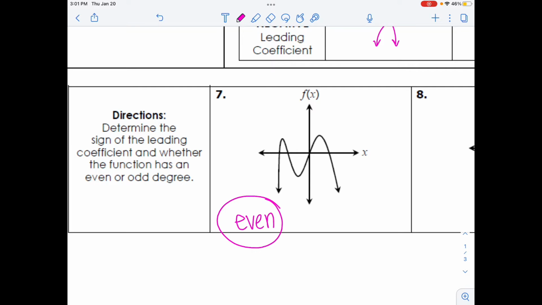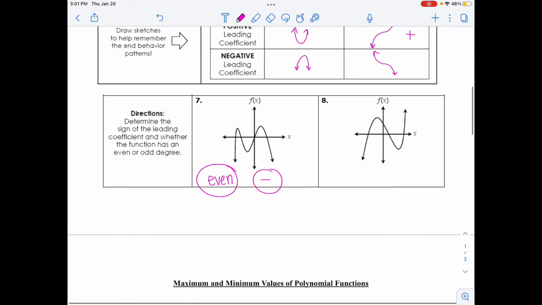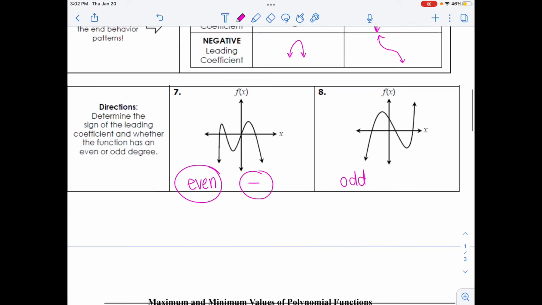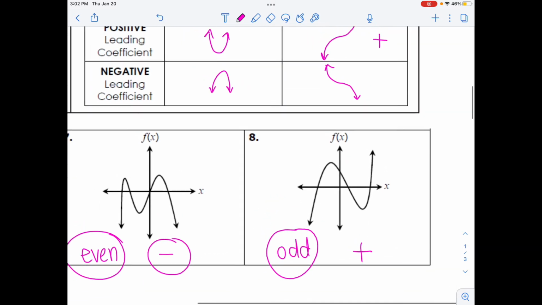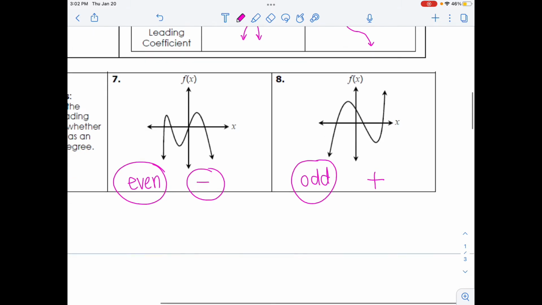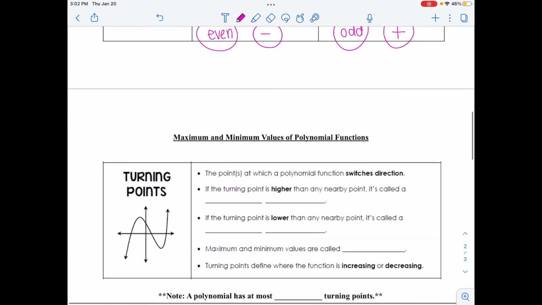And whether or not it's positive or negative, well, they're both facing down, so negative. That's my 2 answers for that one. And then the last one, they are facing opposite directions, so the leading coefficient's going to be odd, really the power, and then it's going to be positive because it doesn't look exactly like the graph we drew, but it goes from down to up. Down on the left, up to the right. So we get a positive leading coefficient.